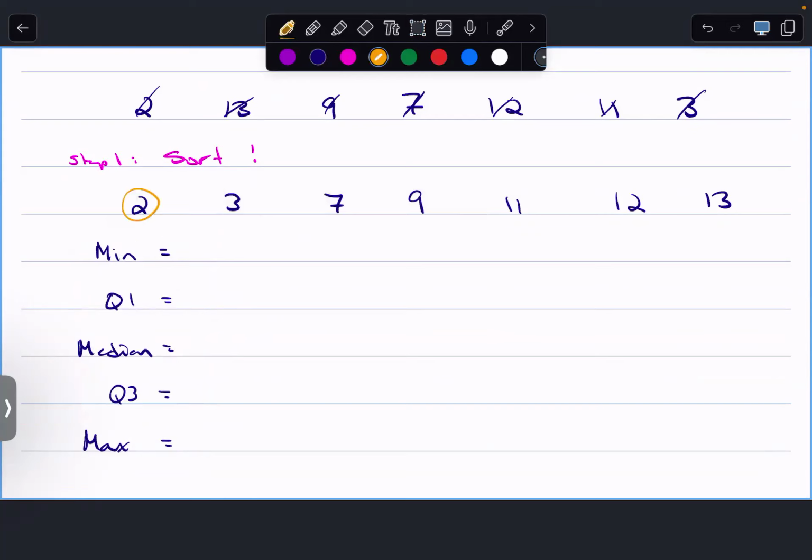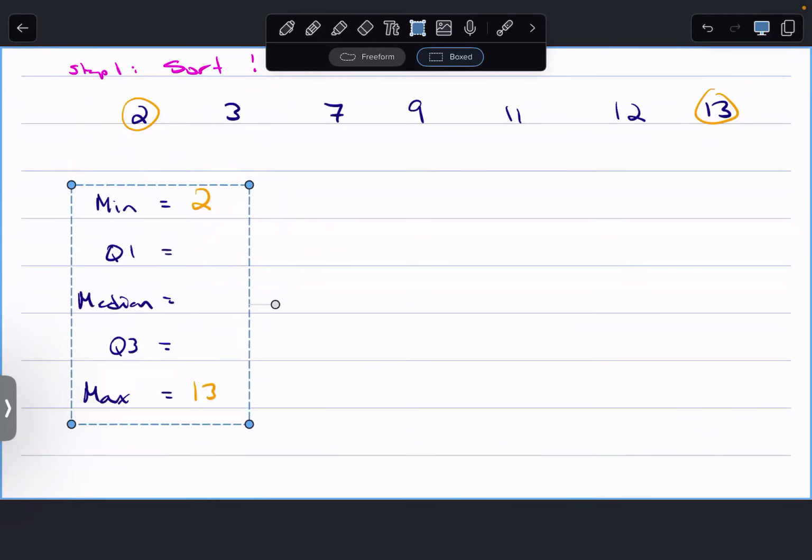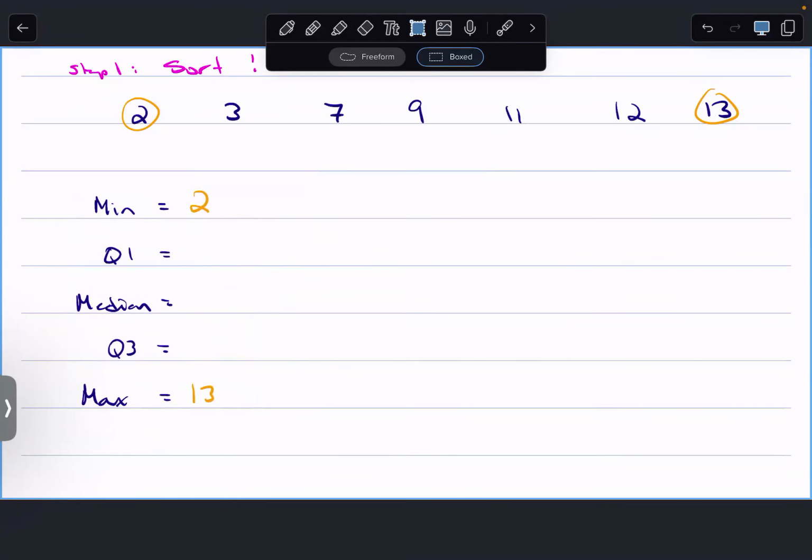So I've got the minimum and the maximum, 2 and 13. I can put those down right away. Maybe I need to give myself just one more line here.